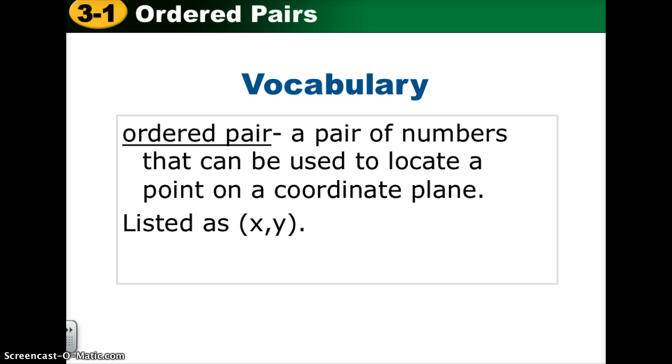Our main vocabulary term would be ordered pair. Definition is that it is a pair of numbers that can be used to locate a point on a coordinate plane. The way we write it is parentheses x comma y. It's always in that order, and you could remember that by thinking of the alphabet, that x comes first in the alphabet, so x is always first in the parentheses.